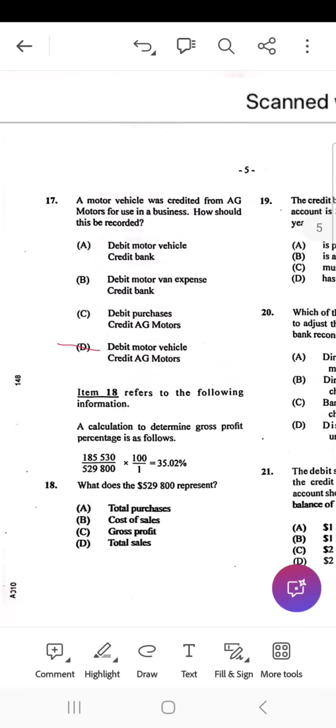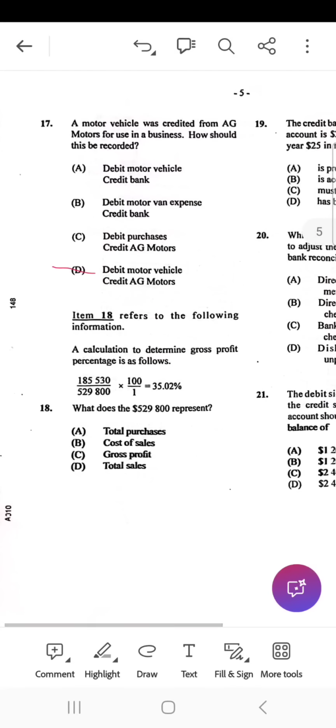Number 18 refers to the following information. They would like to know what the 529,800 represents, and that would be your total sales.